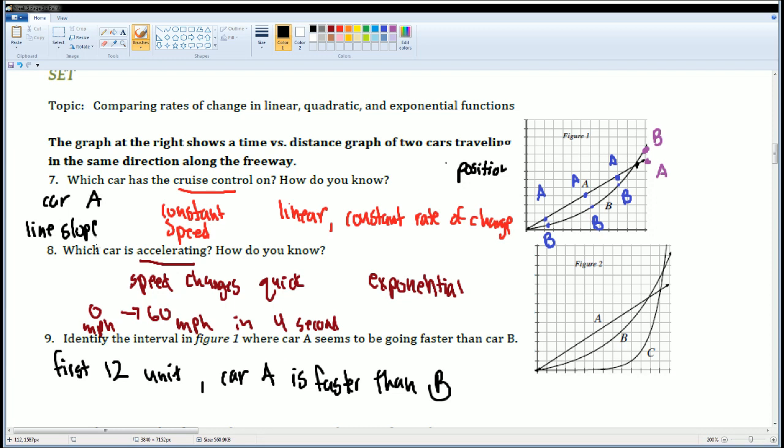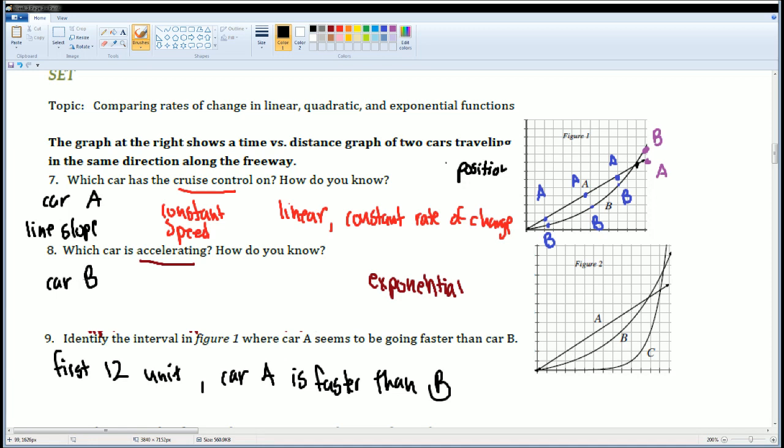Okay. Which car is accelerating? How do you know? Again, like what I said, it's exponential. Its position should change really quickly. But whoever wrote this is not a physics person. Let me just say that. This is car B, because it has an exponential slope.